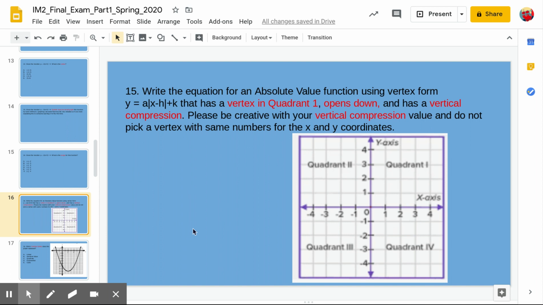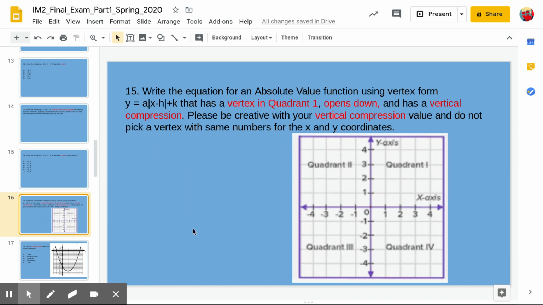Vertex is in quadrant 1. It opens down and has a vertical compression. So I want you to be creative with that vertical compression value that you give me. In other words, I don't want 1, 2, 3 or 1/2, 1/3, 1/4. Be creative with that value.